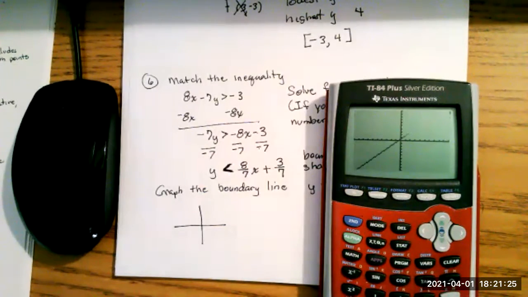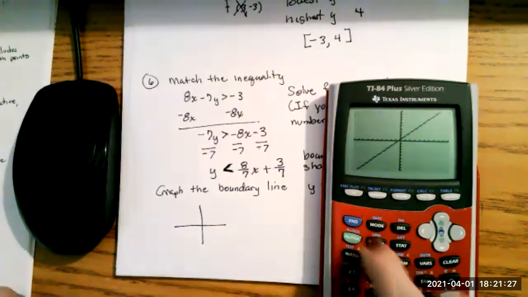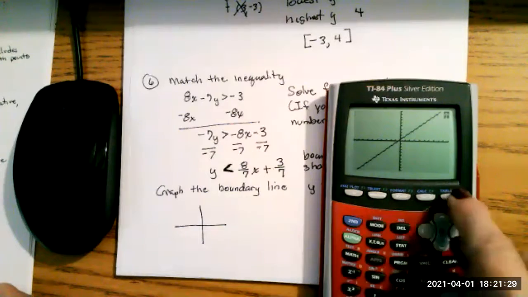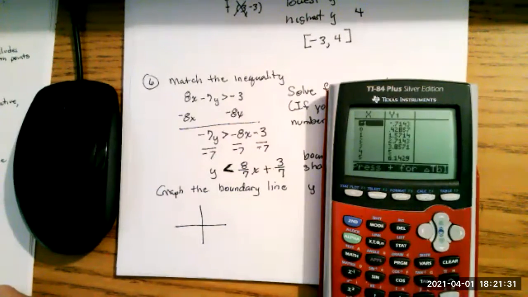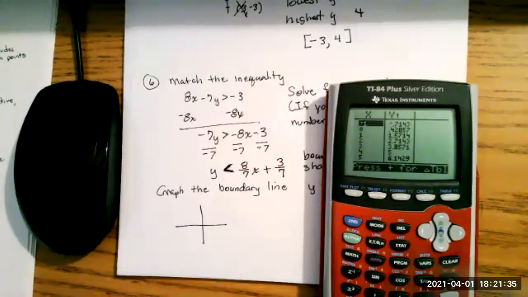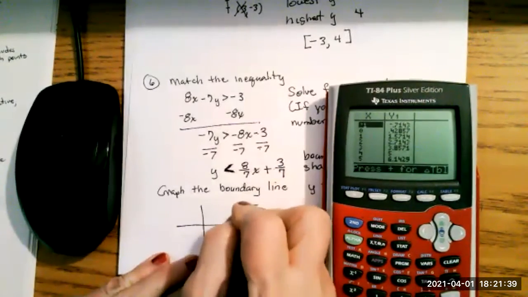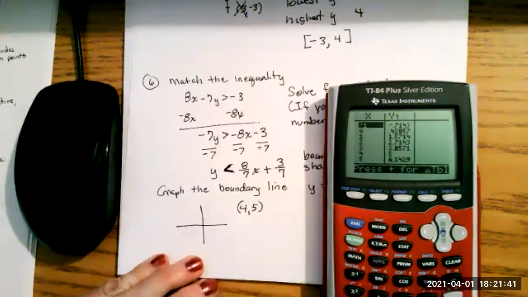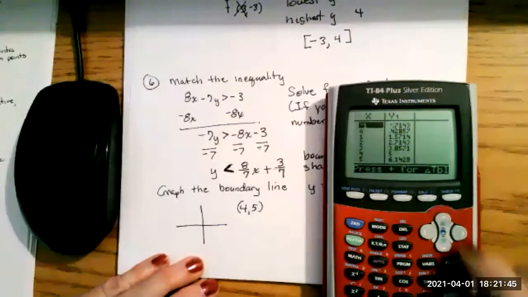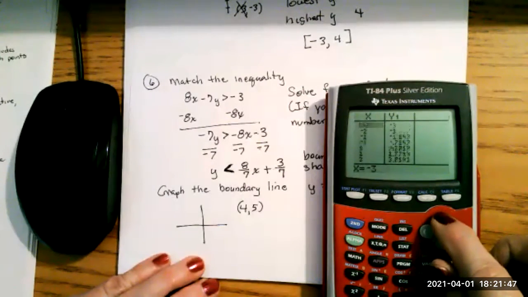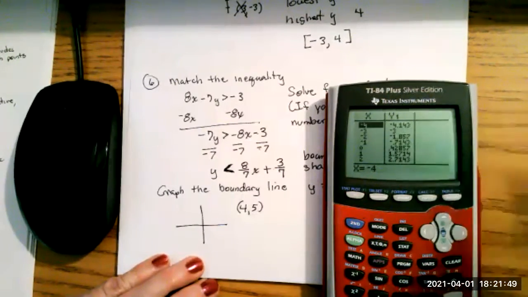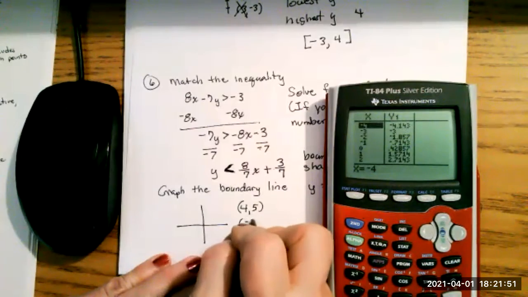Yep, gives me the same picture. Now I'm going to go to table because the table's going to give me some nice numbers. If I look down my table, I see a 4, 5 down there. That's a nice number. So I'm going to pick that one, 4, 5. And I think there's another number up here that's pretty nice. A -3 looks like a pretty nice number.